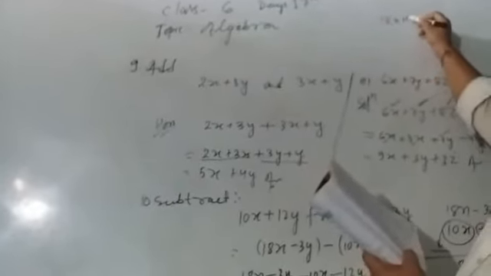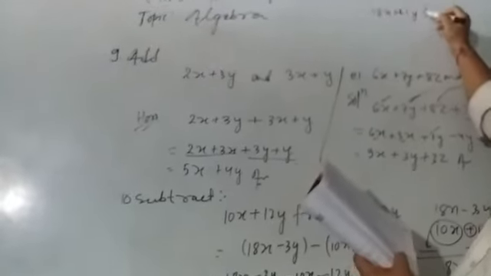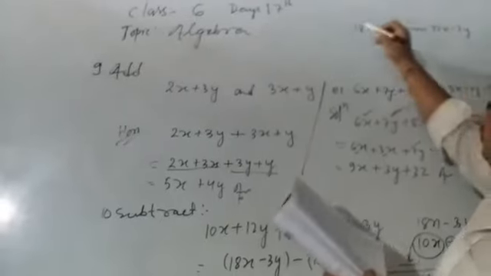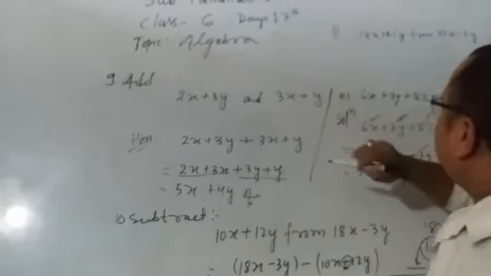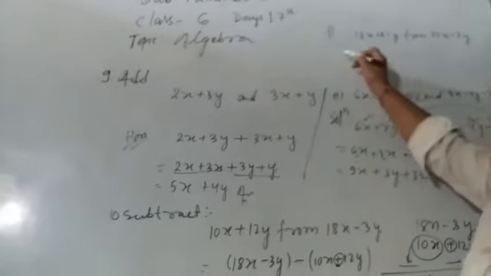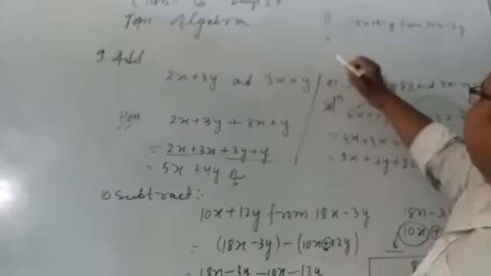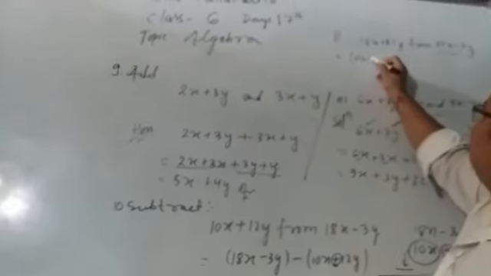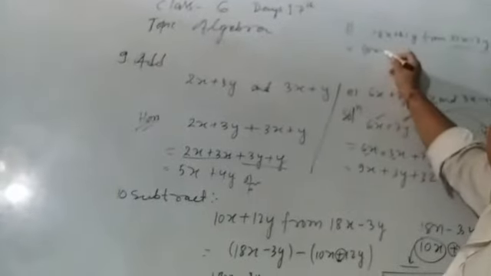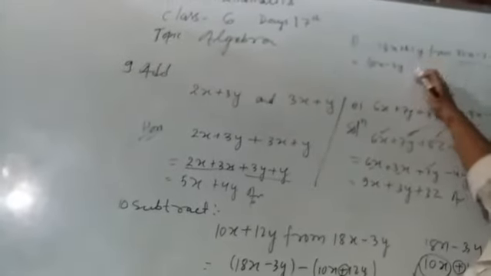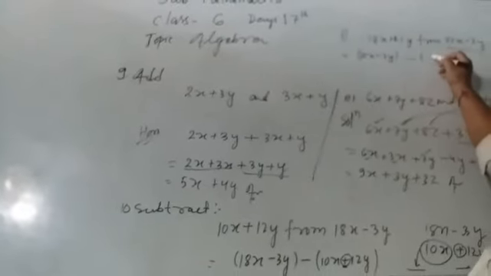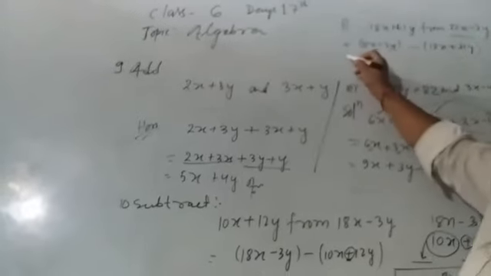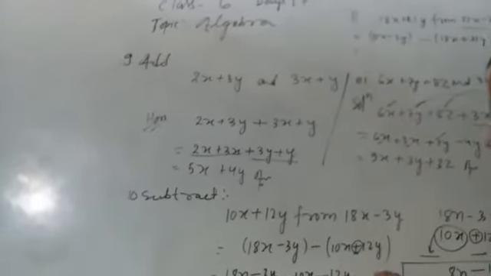(18x plus 21y) from (22x minus 3y). Question number F. So my dear students, now in the solution you write down the second term first within brackets, (22x minus 3y) minus (18x plus 21y). Open the brackets the same way which we did here.